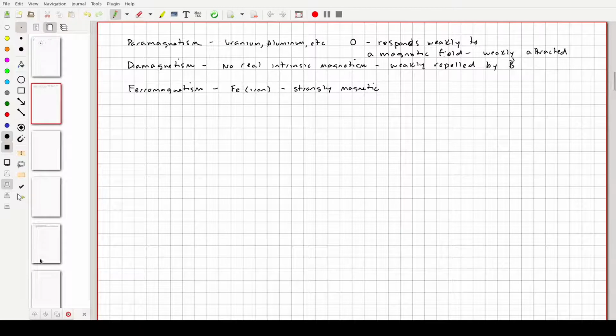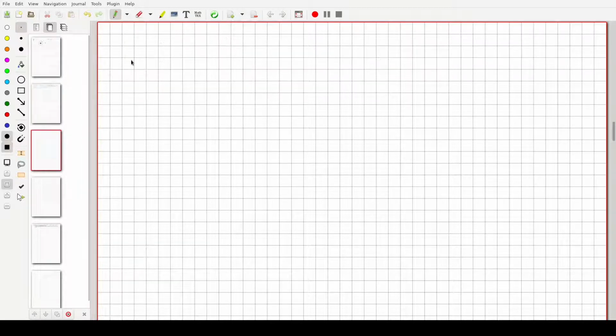Let me double check that cesium so I'll make sure I'm not lying to you. No, actually it's paramagnetic, so I did lie to you there. Okay, so that said, let's talk about these in specifics. So we'll start with paramagnetism.